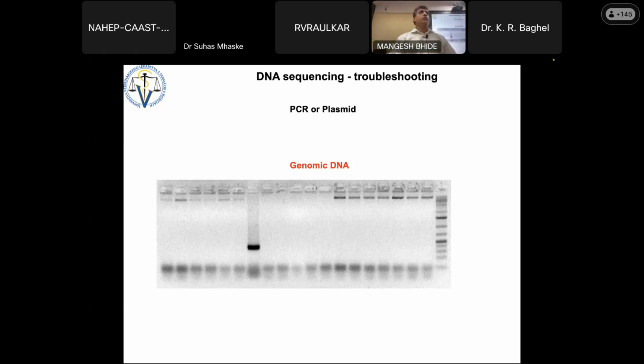We usually add 1 picogram to 1 nanogram. But if we use high fidelity and very efficient polymerases, you can go up to 10 to 50 nanograms, but never add 100 nanograms.